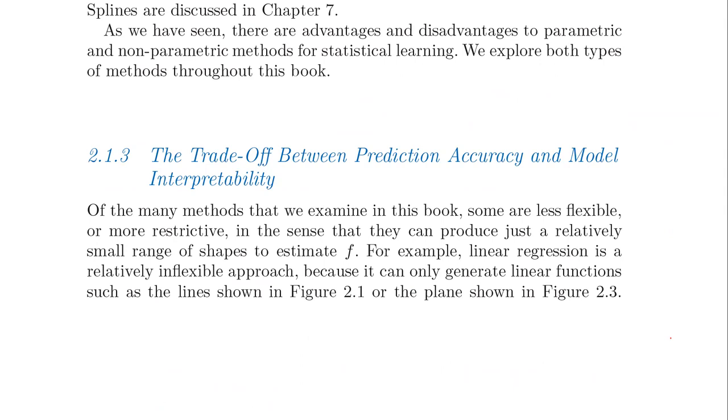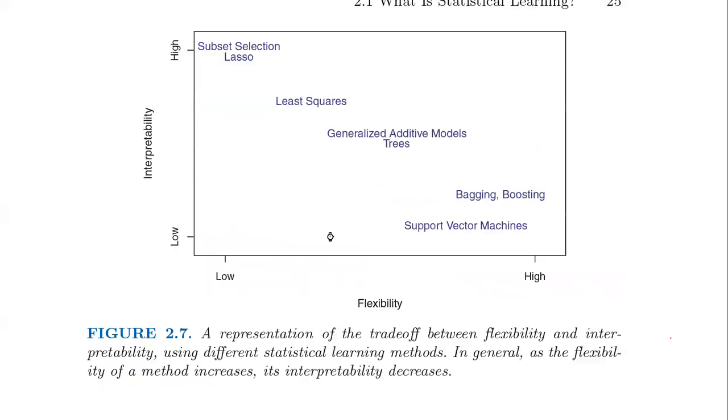Trade-off. This is really everything that you're considering. It's always at the back of our minds. And this section is the trade-off between prediction accuracy and model interpretability. Of the many methods that we examine in this book, some are less flexible or more restrictive in the sense that they can produce just a relatively small range of shapes to estimate f. One example would be linear regression, since it only generates linear functions such as lines or planes.